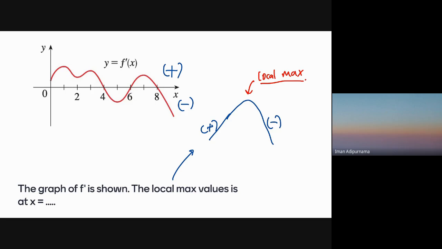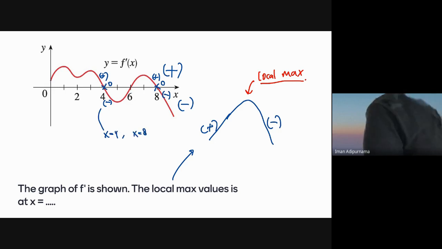So from positive to negative, we look for positive, 0, negative. This is positive, this is positive, this is 0, this is negative. And then this is also positive, 0, and then negative. So that's why the answer will be x equals 4 and x equals 8.